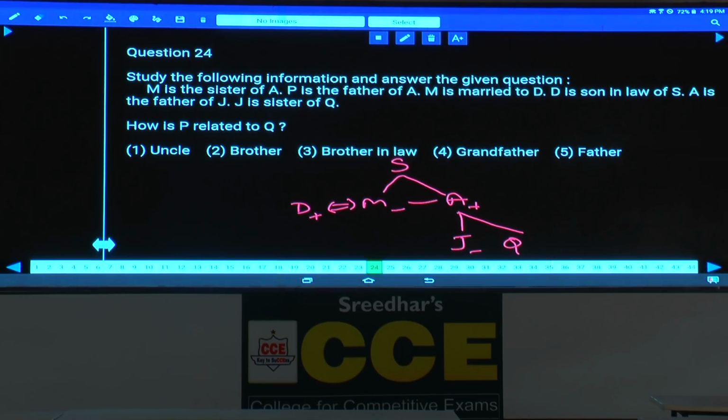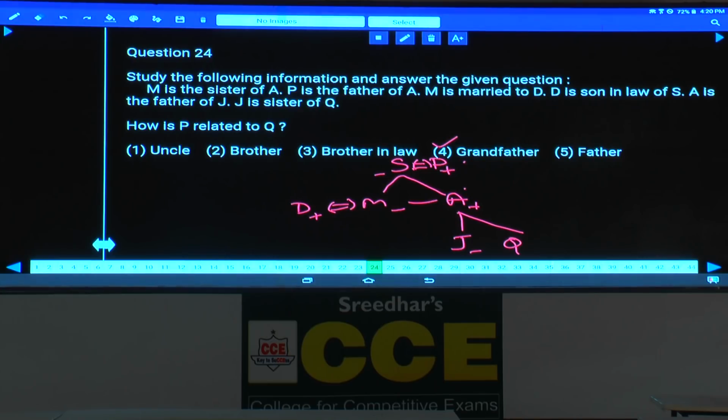How is P related to Q? P is the father of A. Now P is the father of M, the sister of A, and P is the father of A. As P is the father of A, this P and S got married. S is the mother of A, isn't it? Then how is P related to Q? Q's father is A, so P is the father's father. Father's father is grandfather. That is choice 4.